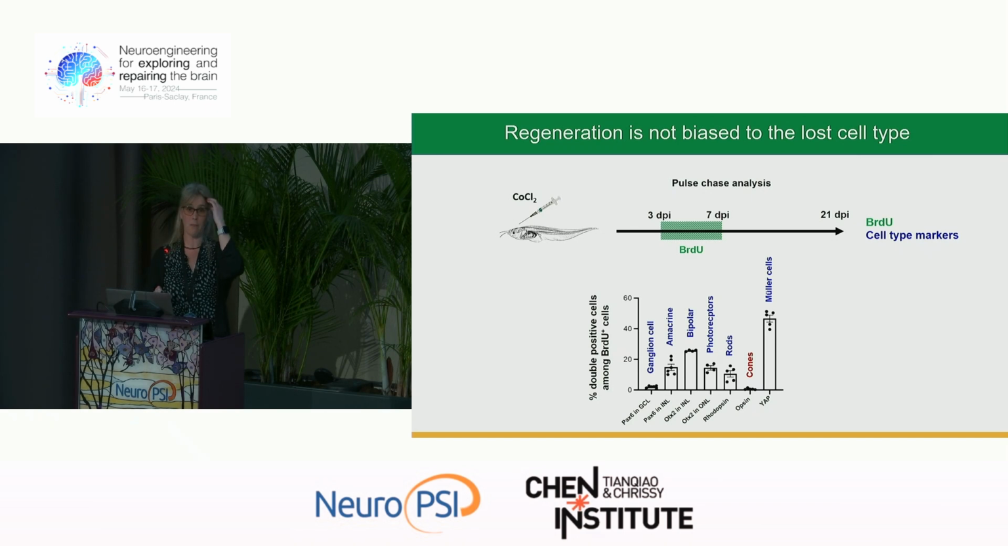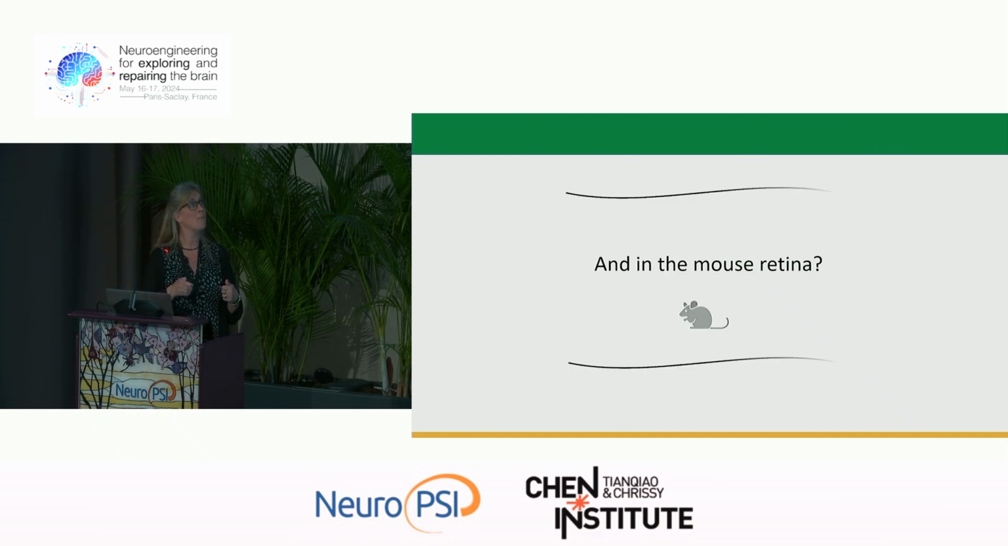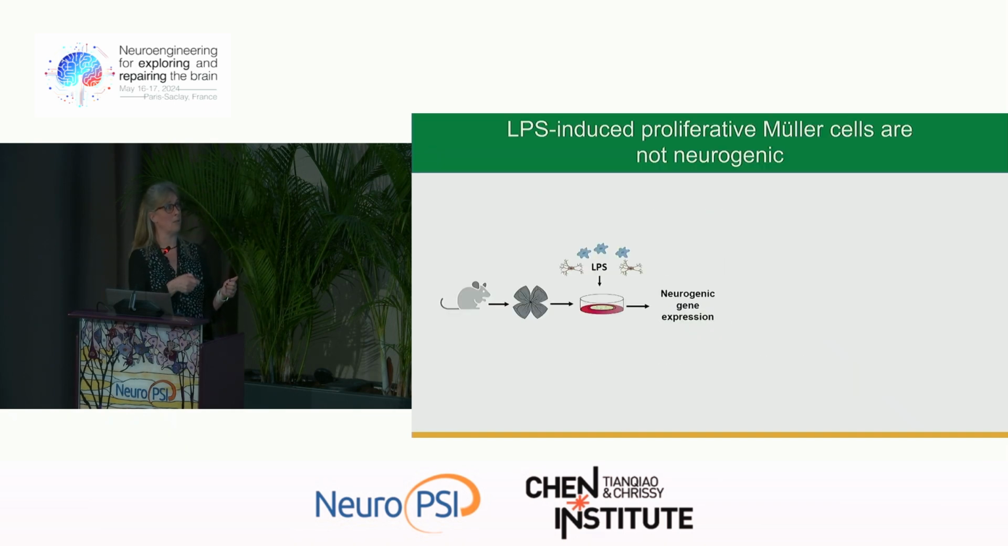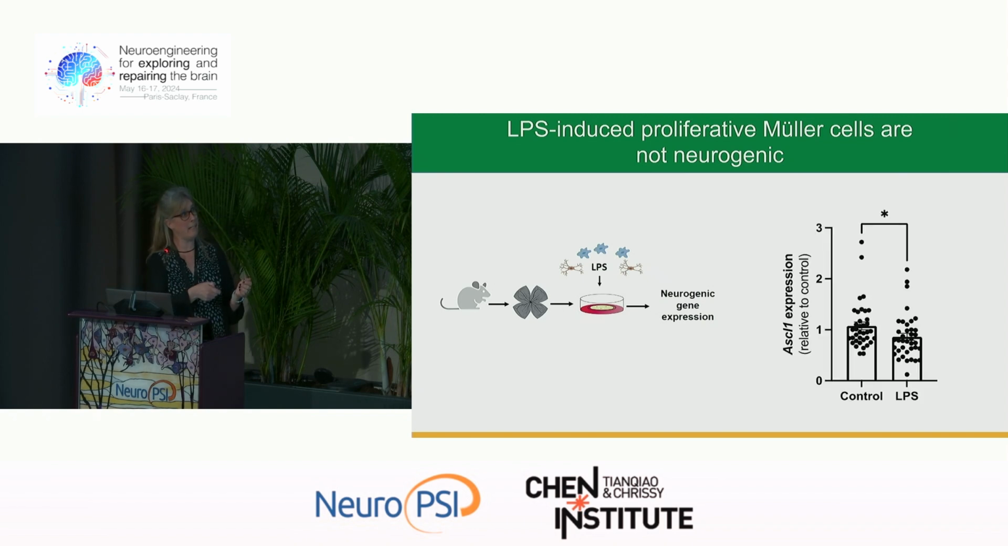So now, what about in the mouse? We saw also in the mouse that triggering an inflammatory context helps Müller cells to proliferate. What about their neurogenic potential? Here we did an experiment of LPS treatment, which triggers inflammation, on the retinal explant. Then we looked at a neurogenic gene, like ASCL1. And this gene is actually not at all upregulated. It's actually rather downregulated. So again, good for proliferation, bad for neurogenesis.